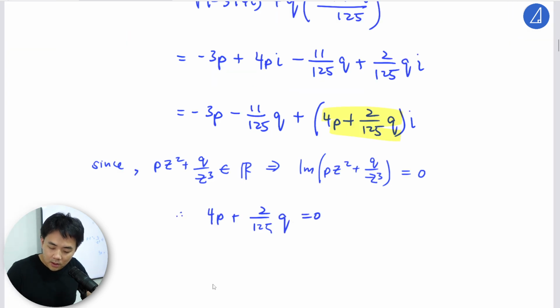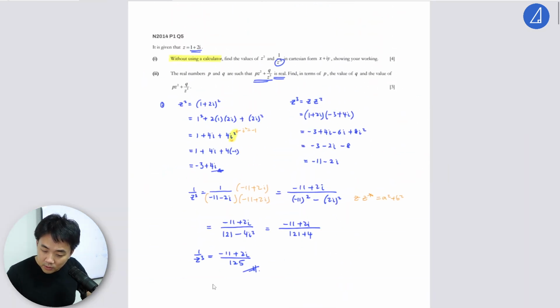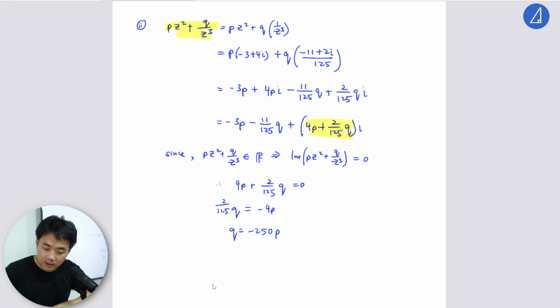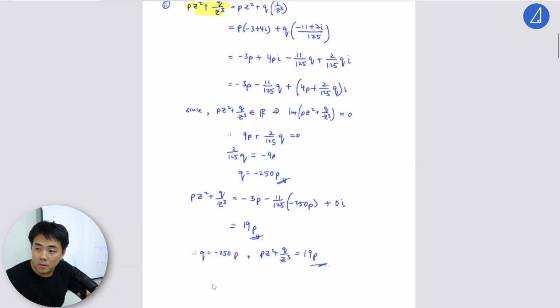Then you just, what do you call it? They want q in terms of p. Okay, this is the answer. Then basically you also want this in terms of p. So just substitute into this guy because it is 0. Okay, done.